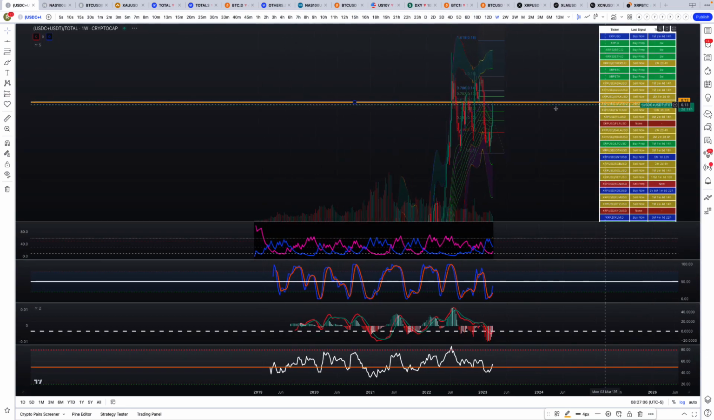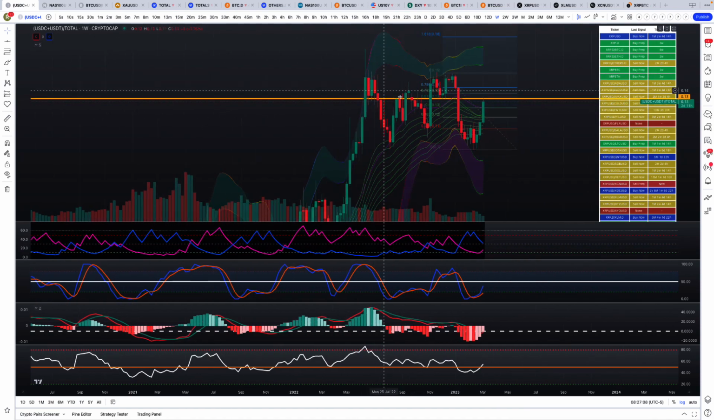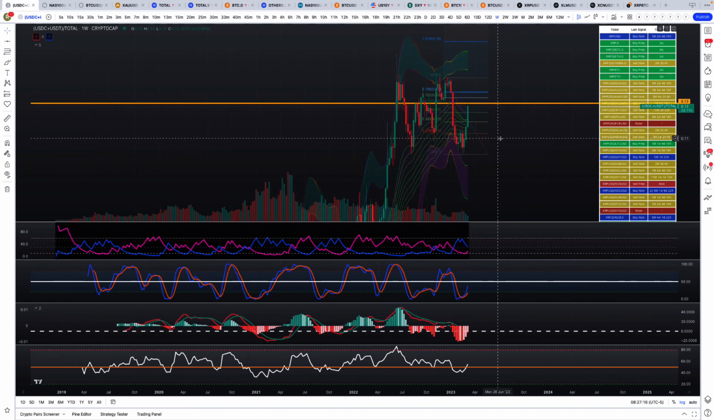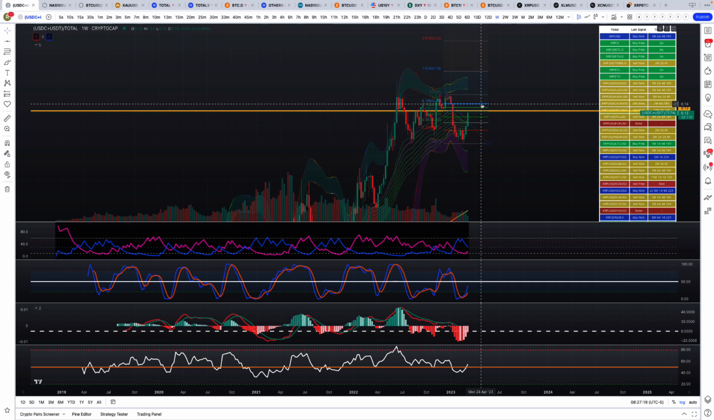Let me go back to the weekly, and you can see that this was the level where we found support above. We broke down below, rejection, support. Now we're retesting it. I would love to see us get rejected right here actually, and not even go up to the 786. But if we do, that is definitely the line in the sand.